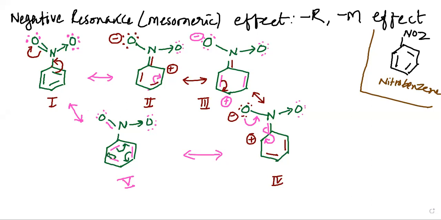And this effect is known as the negative resonance effect or negative mesomeric effect. Please understand well, my dear students, that this is seen in cases where there is a double bond present in the group which is linked to the benzene ring. So this is how, my dear students, we understand the negative resonance effect.